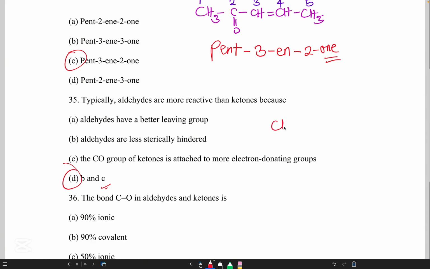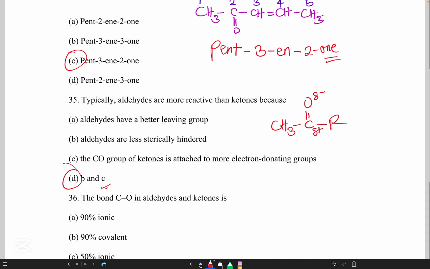If you look at it, you have something like this. Most ketones, their CO group is attached to another alkyl, and this alkyl can donate electrons to stabilize the positive charge at this center, because we are taught that this CO bond is partially negative here and partially positive here. Are you getting it? This positivity is what actually causes the reactivity, because this is where nucleophilic attack takes place.